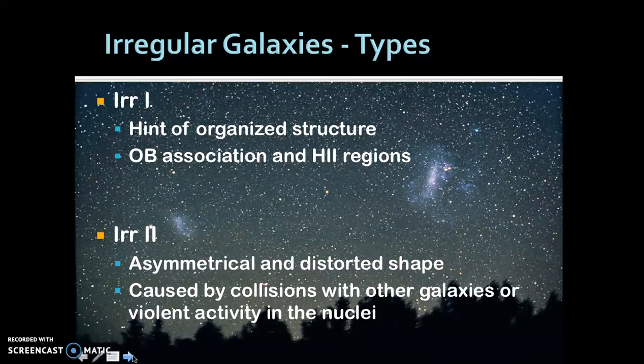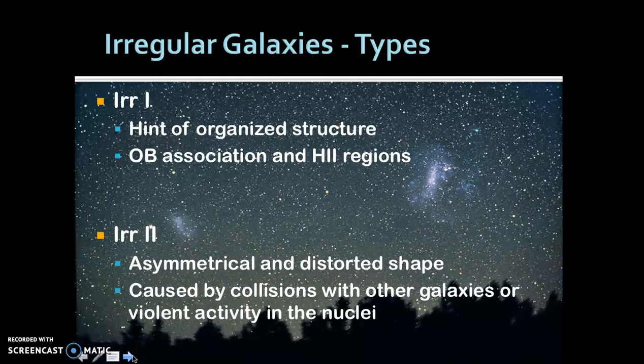Just like the other types of galaxies, we can further delineate irregular galaxies in terms of type 1 and type 2. Type 1 have some kind of hint of an organized structure, and you see a lot of O and B type stars in the heavy regions of H2, so lots of star formation. Irregular type 2 are more asymmetrical and distorted in shape, primarily, we believe, caused by collisions with other galaxies or other kind of violent activity within the nuclei.